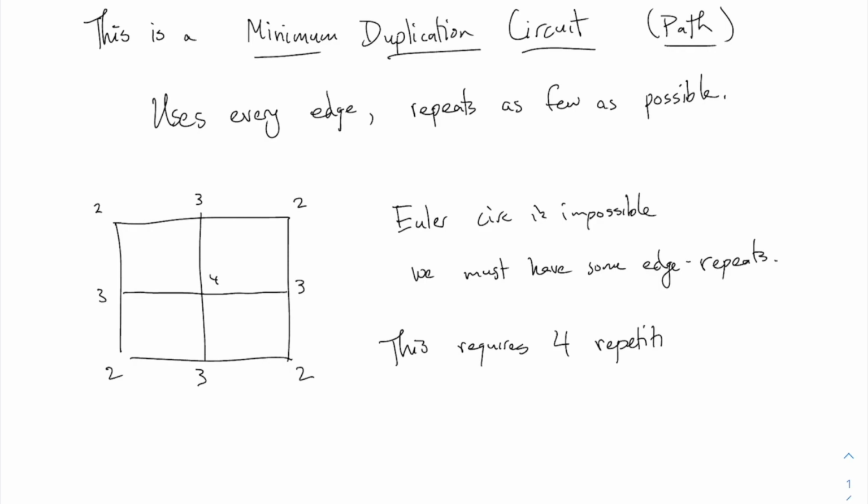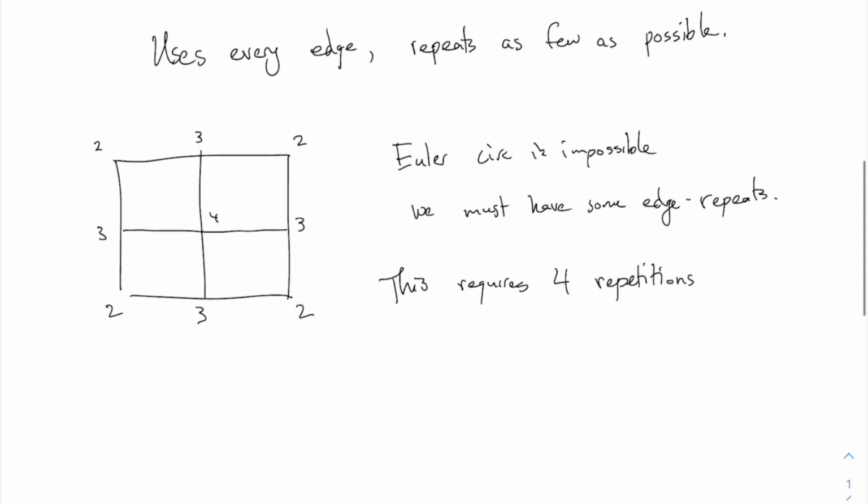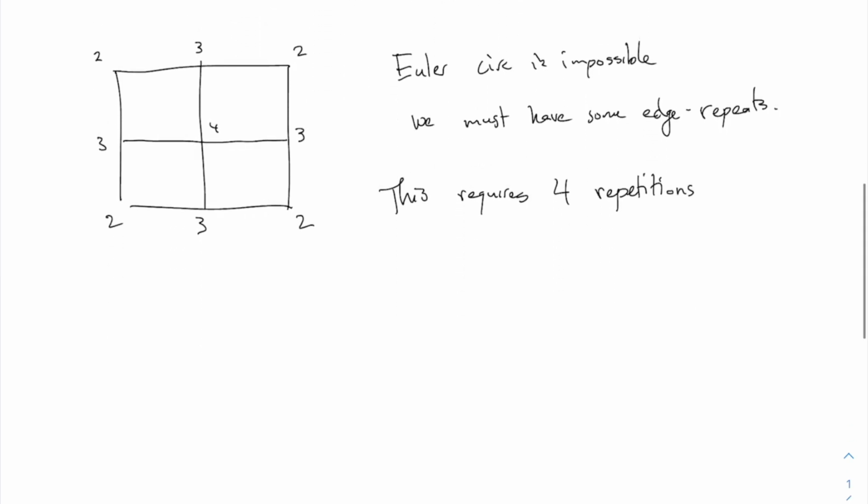But this is where we're going today. We don't know how to do this yet, but this is the idea. There is a method by which you can look at the graph and figure out, it has to do with the degrees, how many total repetitions it would actually require. And in this particular example, just because I know how to do it, you have to repeat at least 4 edges if you want to cover all the edges. All right, this is where we're going today.